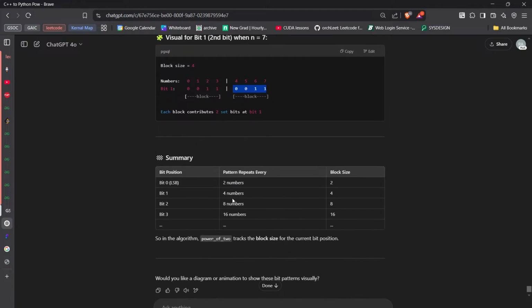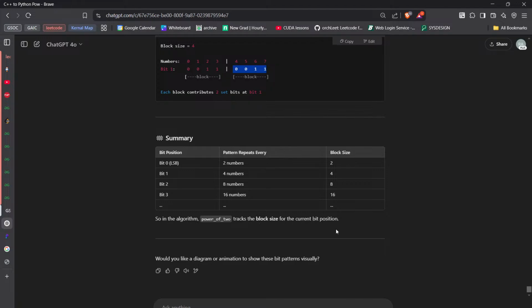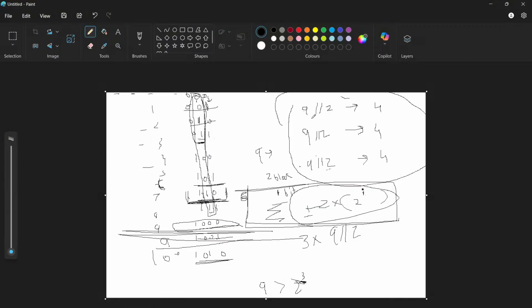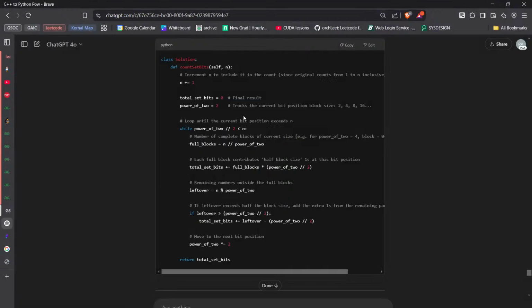Now let's look at the solution. Coming here, what are we doing here? Loop until bit position exceeds n. Full blocks is equal to n divided by power of 2. Okay, n divided by power of 2 will give me 4. Total set bits plus equals full blocks into power of 2 divided by 2.